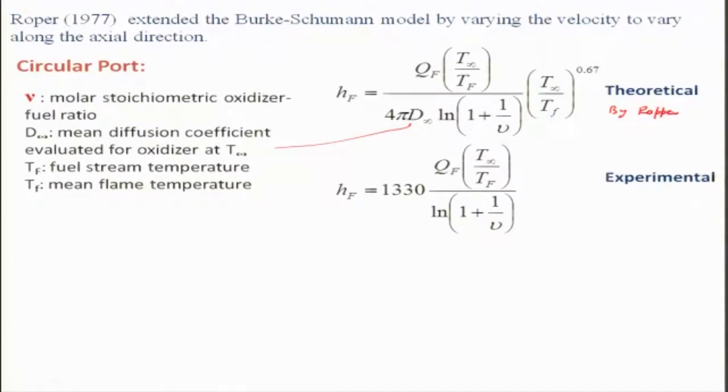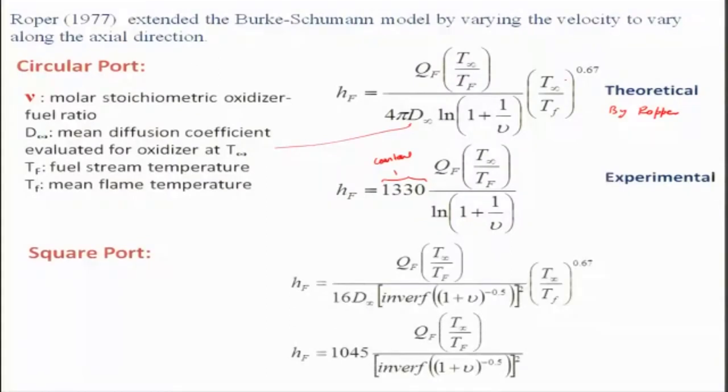And they also looked at this expression and tried to correlate the experimental data and come up with a relationship like that. HF, the flame length or flame height, whatever you call it, is equal to a constant times QF and T infinity by TF, where TF is the fuel mean stream temperature, and ln of 1 plus 1 by nu. So they have written a similar expression, but they chose a constant to match the experimental data, that is all I can say. And in the process, they have eliminated this diffusivity and these coefficients also. That is a simplification they have done.